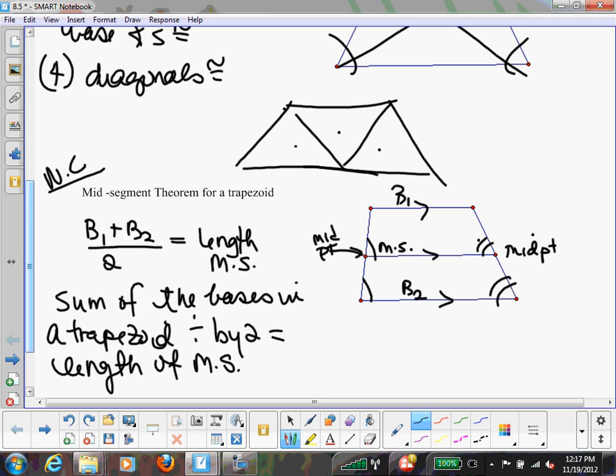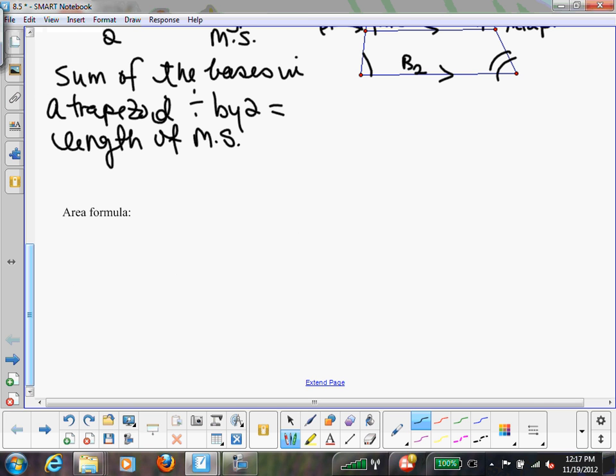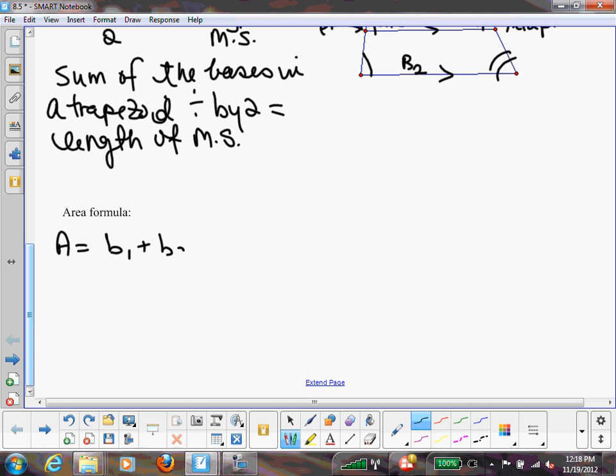Okay, great. All right, area formula. Anybody know what the area formula is for a trapezoid? B1 plus B2. I cannot seem to write. Like my brain is one step ahead of what I'm writing. B1 plus B2.